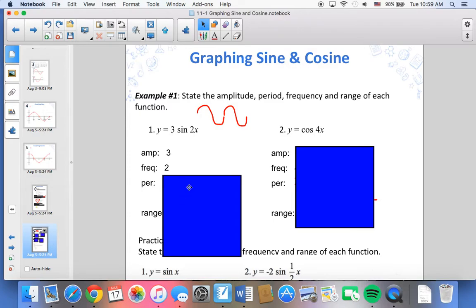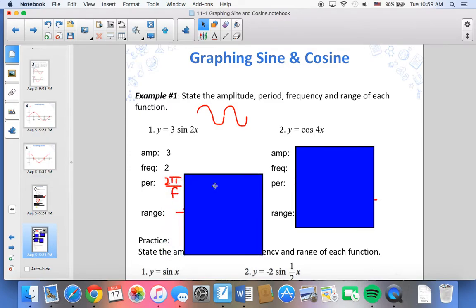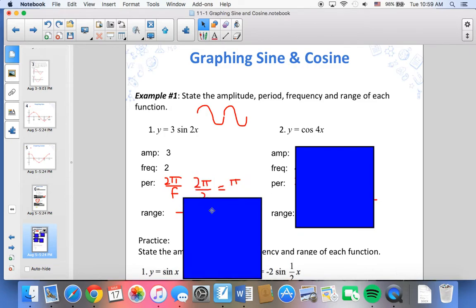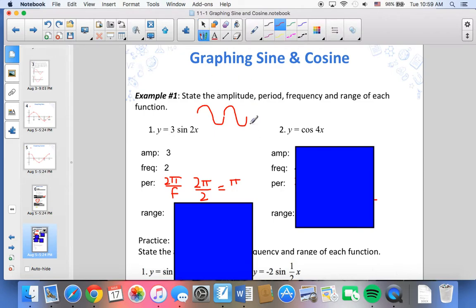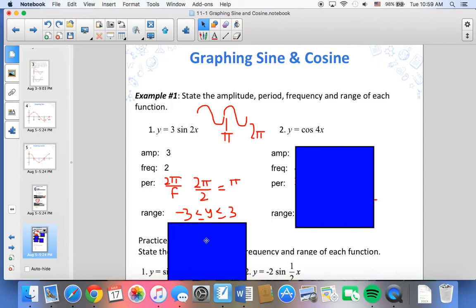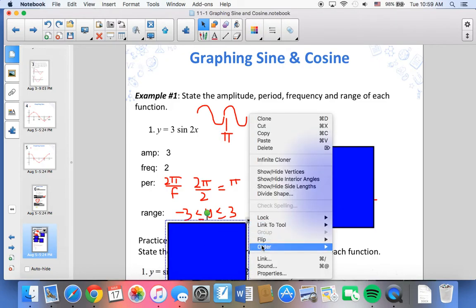The period, the formula is 2 pi over the frequency. So that means it's 2 pi over 2, or pi. I kind of hope that makes sense. If it takes up to 2 pi to see 2 cycles, then to see one cycle must just be at pi. And I know this is the first time we're doing it. The more we do it, the easier this will become. And the range tells you your lowest y to your highest y. So my lowest y is -3, and my highest y is 3. So my range is -3 to 3.